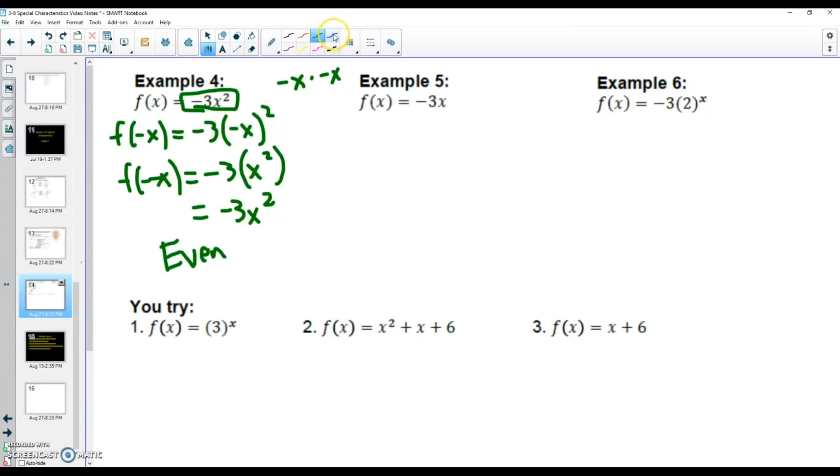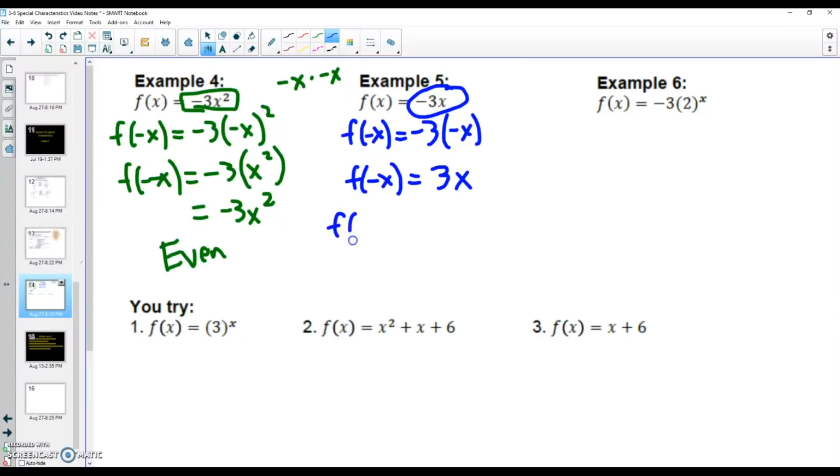For the next example, we have f of x is equal to negative 3x. We're going to, again, plug in negative x everywhere we see an x. So we're going to have negative 3 times negative x. We're going to simplify it as much as we can. A negative 3 times a negative x, a negative times a negative is going to give us a positive. And when we multiply 3 times x, we get 3x. If you look, that is the exact opposite of negative 3x. So we did find that f of negative x is equal to the opposite of f of x. So this is going to be an odd function.